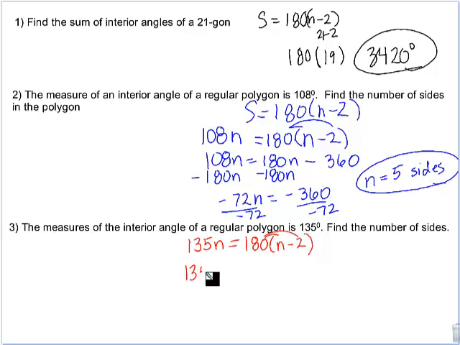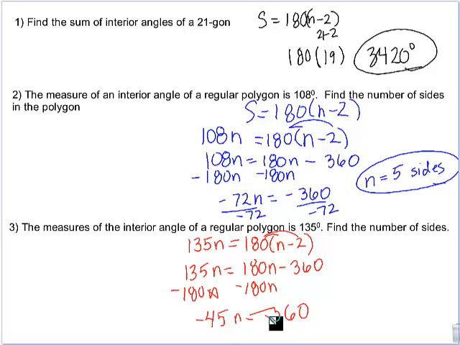So we distribute: 135n equals 180n minus 360. Then subtract 180n. Negative 45. So we have negative 45n is equal to negative 360. So then what do we do? Divide by negative 45. So negative 360 divided by negative 45 is what? 8 sides. Yep, that's correct.